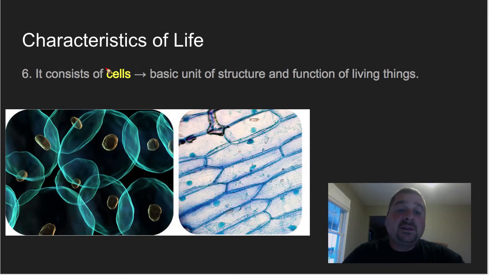The last characteristic of life is that living things are all made up of cells. We'll actually spend a whole chapter talking about cells. They're the basic unit of structure, so they make us up. We're built of cells. All living things are. And function. They do what needs to be done, whether that's transporting things, breaking down things, or building things. So we are made of them and they help us function the way they do.